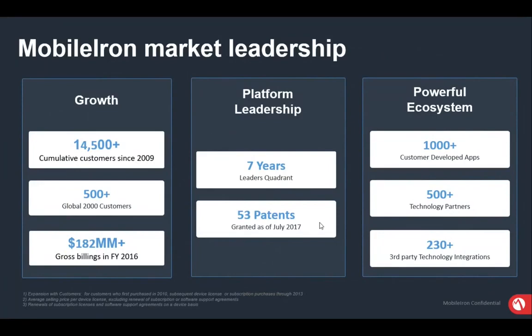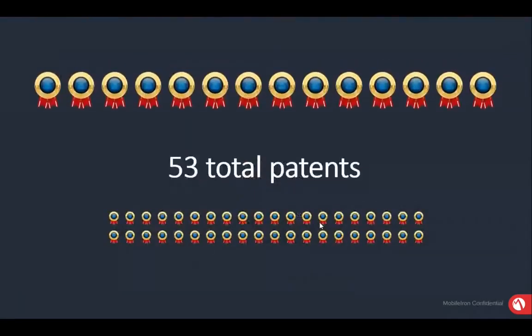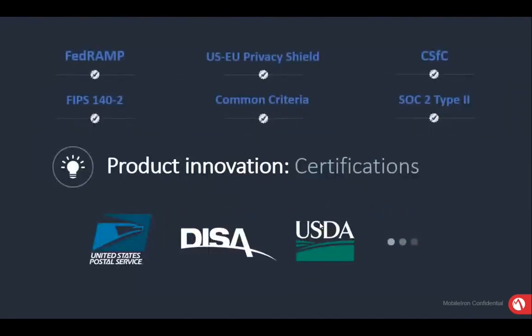When we talk about MobileIron, they have more than 15,000 customers all over the globe, and they have been a leader in the Gartner Magic Quadrant for almost 7 years. They have 53 patents, and they have industry trusted certifications like FIPS 140, FedRAMP, US Privacy Shield, and CSfC.